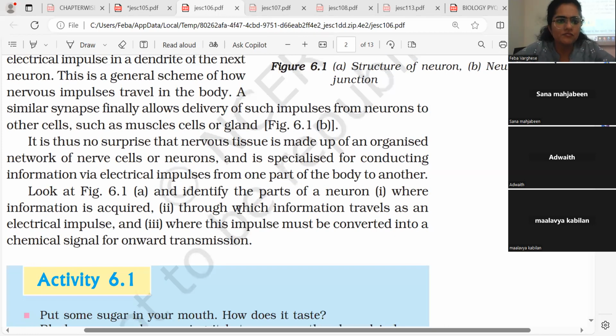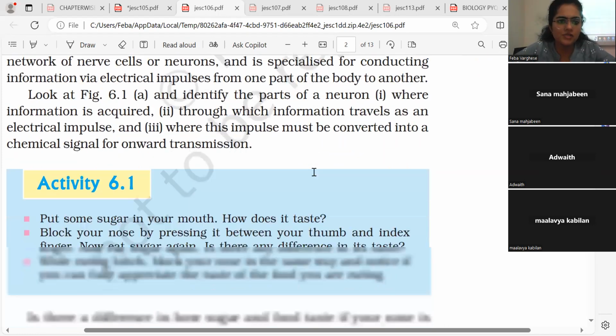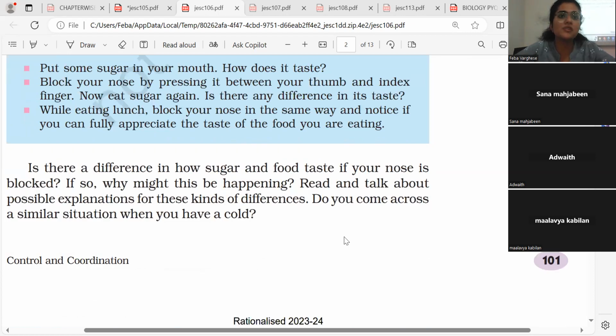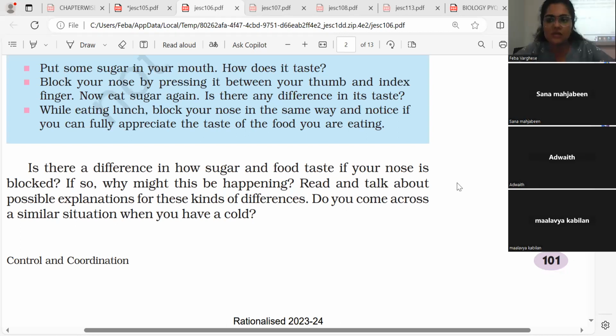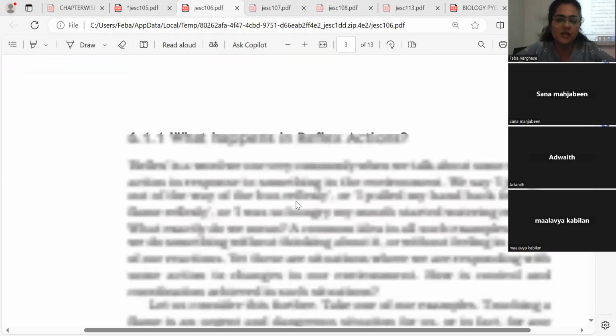Then the parts of the neuron were discussed, and then the synapse. What is happening at the synapse? It's a junction between two neurons. The electrical impulse is converted into a chemical impulse, and the chemicals diffuse into the next neuron's dendrite or receptors, where they are converted back into electrical impulses. That is what happens at the synapse.